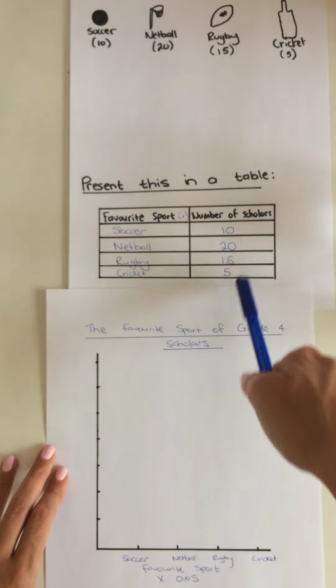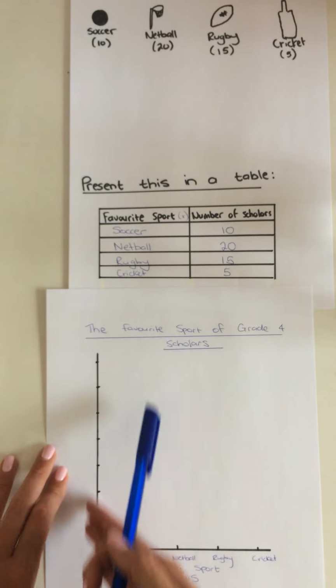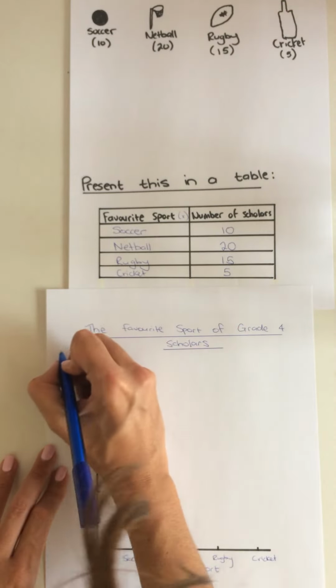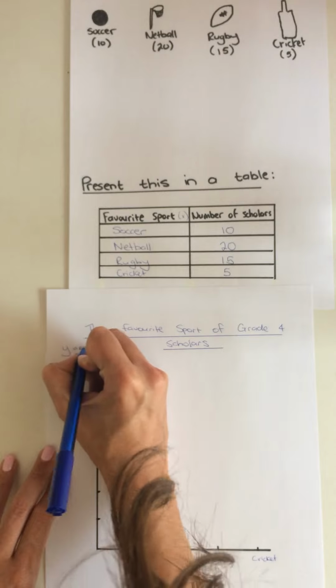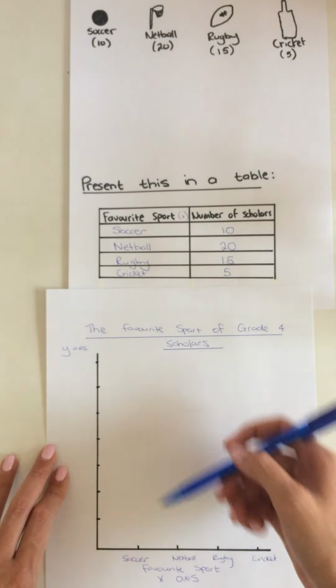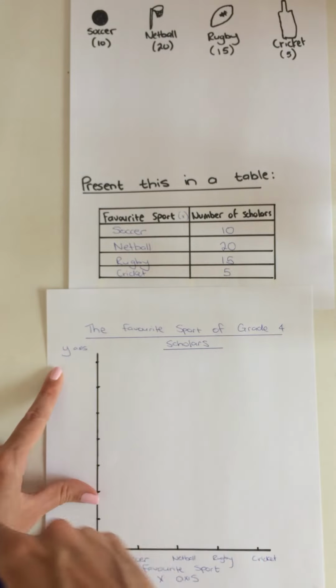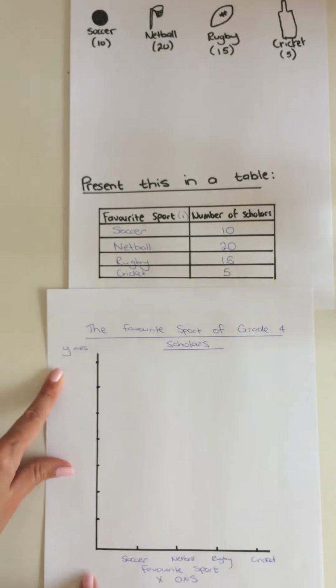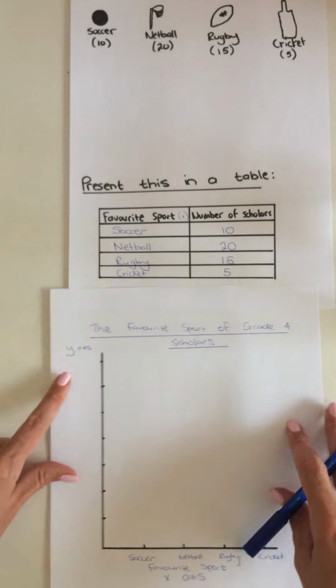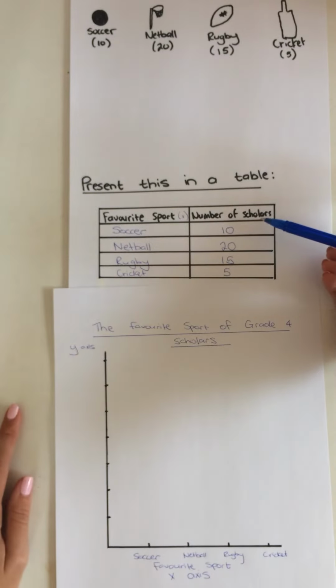I'm then moving to the next column, which is going to go on this line of my graph, and it is called the y-axis. The reason it's called the y-axis, and it's easy for you to remember, is the letter Y has a long tail going straight down. So the long side going straight down is the y-axis. So here I have the number of scholars.